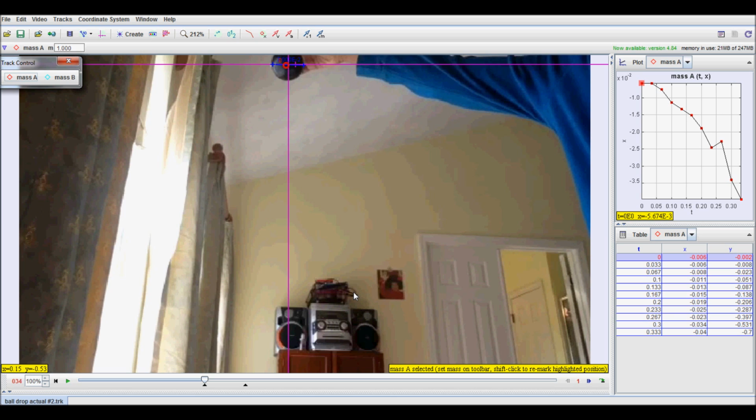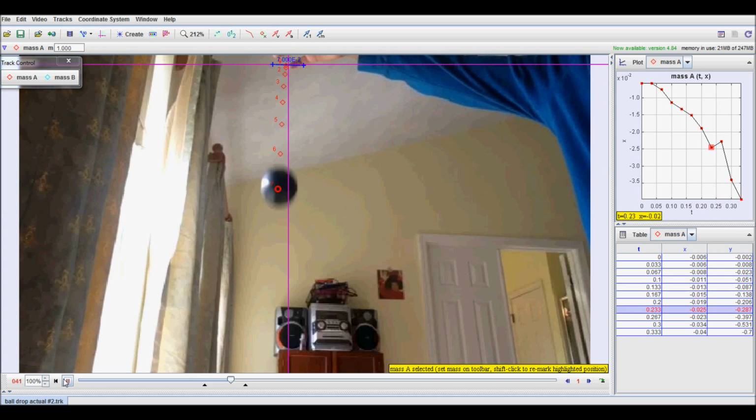Here is the video I analyzed in Tracker. I used a calibration stick to show Tracker that the diameter of the ball was 7 centimeters, or 0.07 meters. I then moved the origin to the center of the ball's original mass before it was dropped. Here is the video itself.